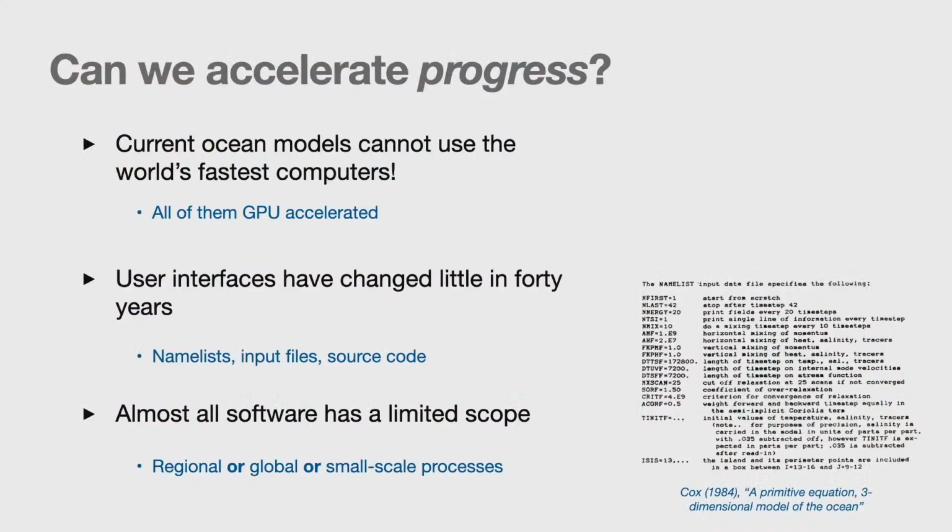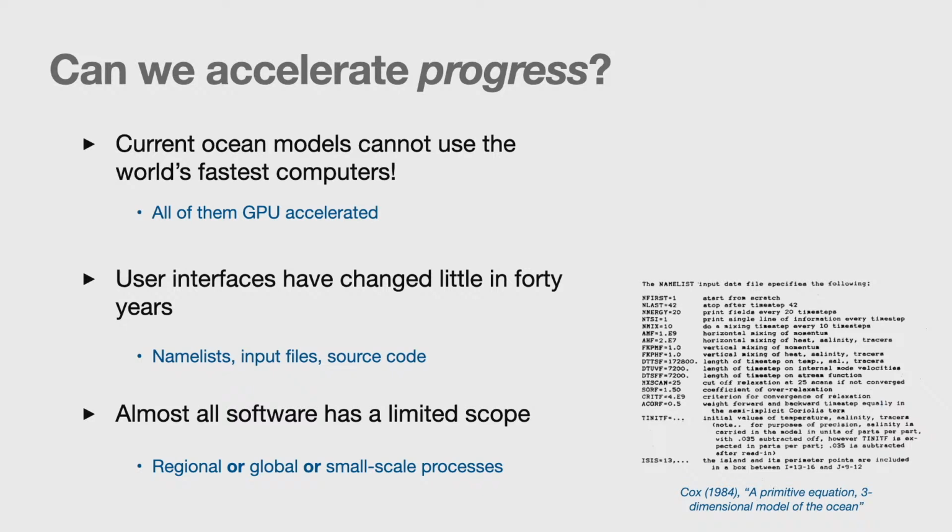Second of all, since all ocean models are written in low-level programming languages like Fortran, the user interface has changed little to nothing since the 80s. So here I'm showing an example of the Cox model from 1984. And this is a nameless user interface, which is basically similar to any other ocean model that is available today. And that's why probably Gael and Alexander are developing Julia wrappers to try to make interacting with ocean models easier. So we kind of want to change this paradigm.